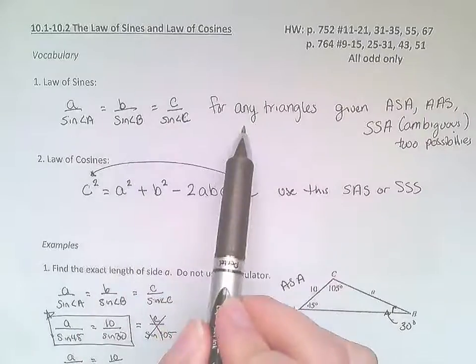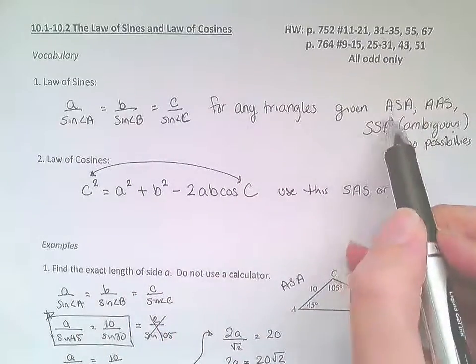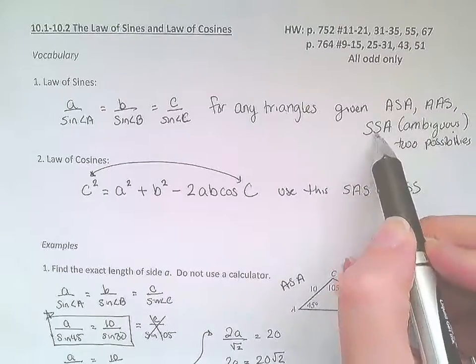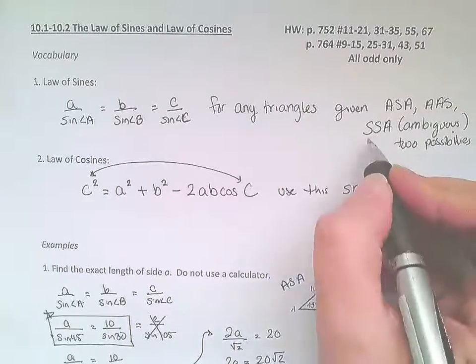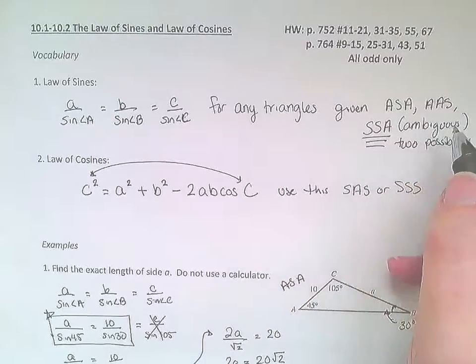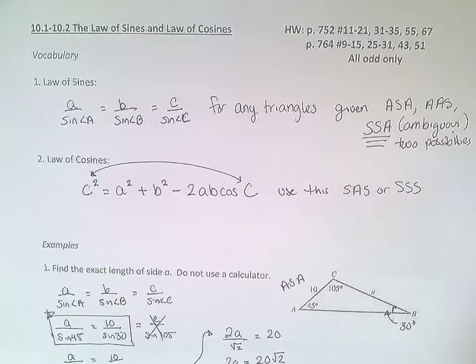And this works for any triangle if you're given the angle side angle, the angle angle side, and the side side angle. Now the side side angle is a special case because we can end up with two different possibilities if you're given two sides and an angle, and we'll do an example of that in class tomorrow.